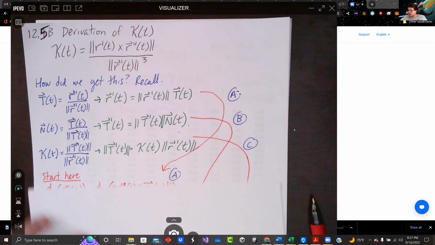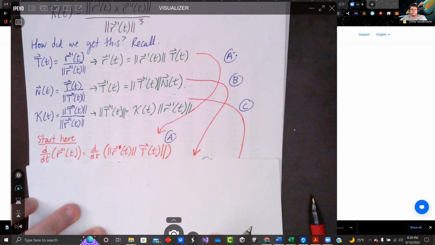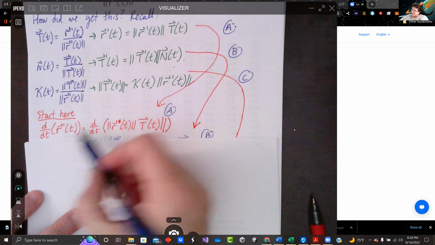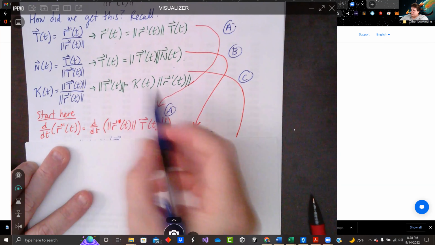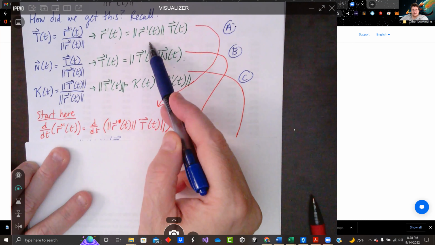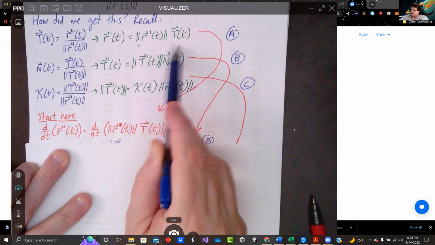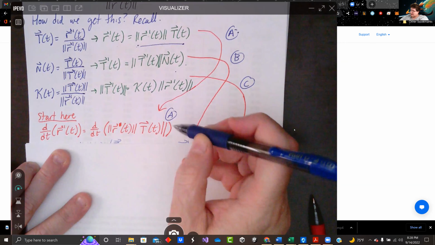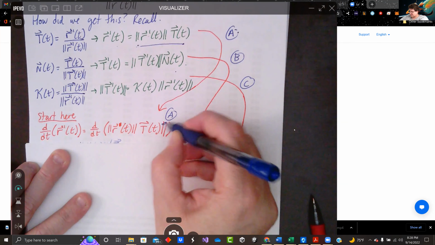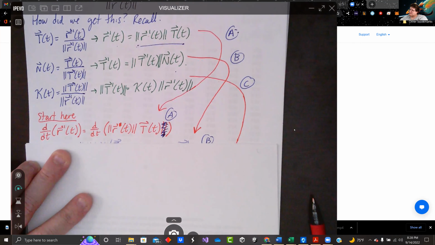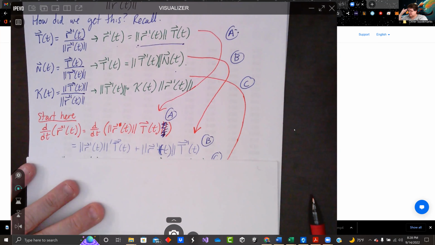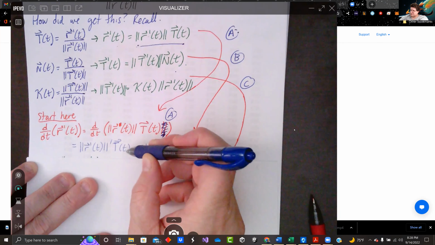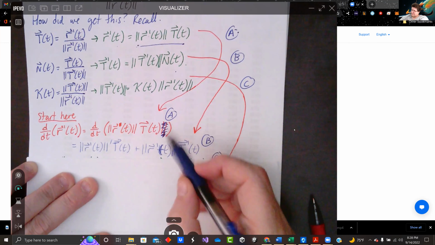So what we're going to do is start off with R prime of T and take the derivative. Right away, before I take the derivative, that's obviously R double prime, but we can do the substitution thing here also. So this equals the time derivative of this bit right here: the magnitude of R prime of T times T of T. We distribute like the chain rule. We took the derivative of the first, left the second alone, and then leave the first alone and take the derivative of the second.